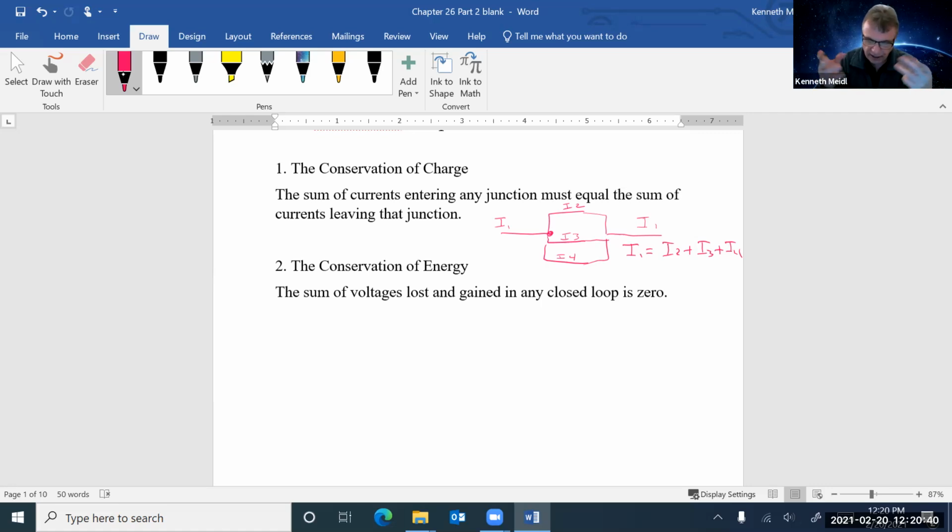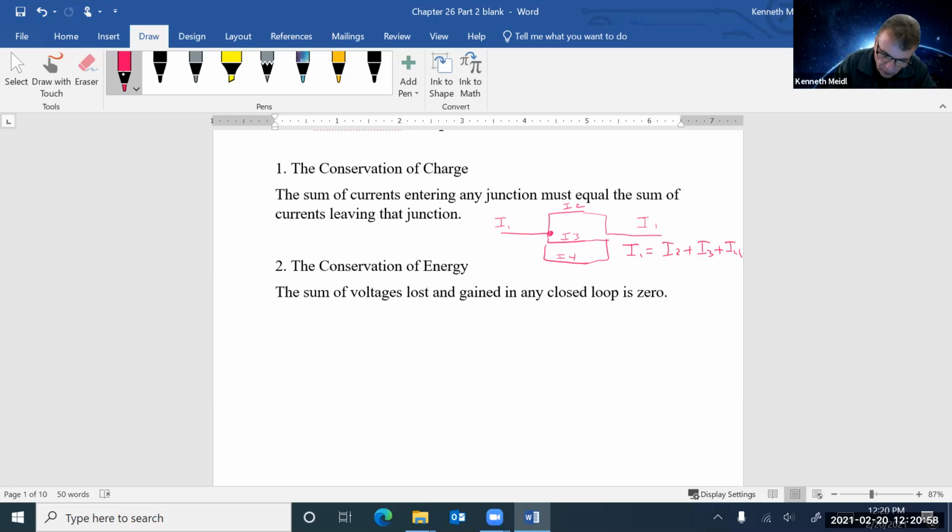So the charge is just not leaving the wire. It's just there someplace somehow. Now, in the example that I just drew up, we don't have any junctions like that. So that rule is not really going to be needed, because I have one loop and there's no junction. So I'm just going to have one current in there.